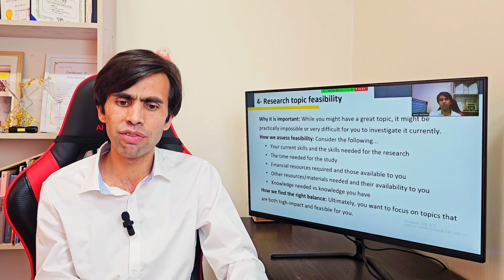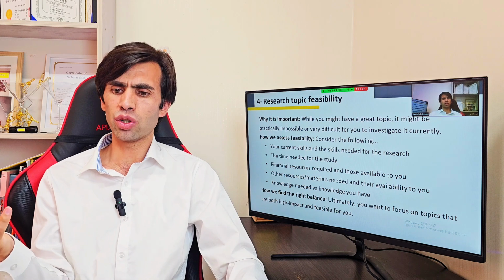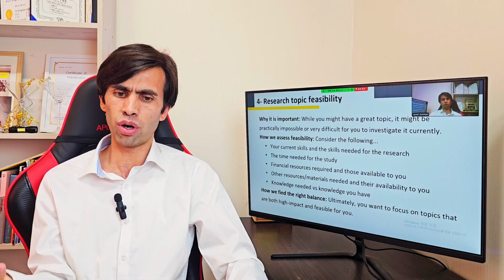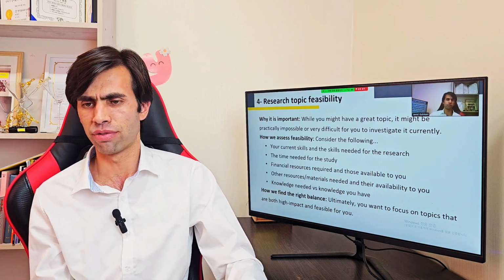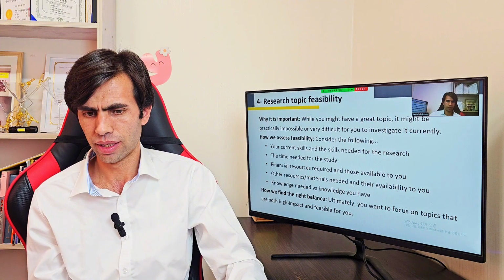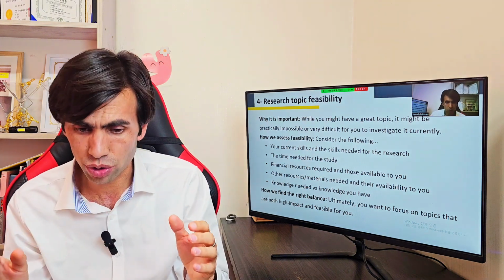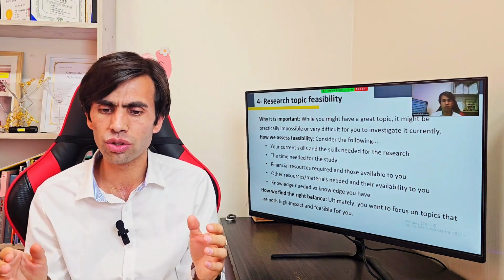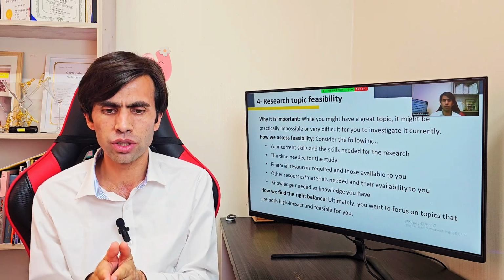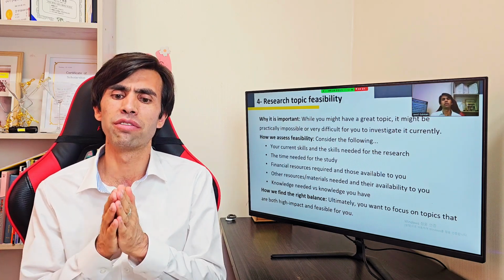And finally, how do we find the right balance? Ultimately, you want to focus on topics that are both high impact and feasible for you. So when you are going to choose your research topic, you need to think that the research topic should be high impact and should be feasible for you.